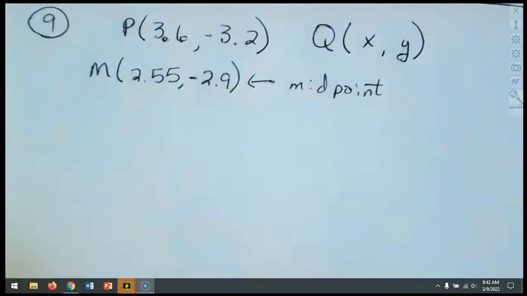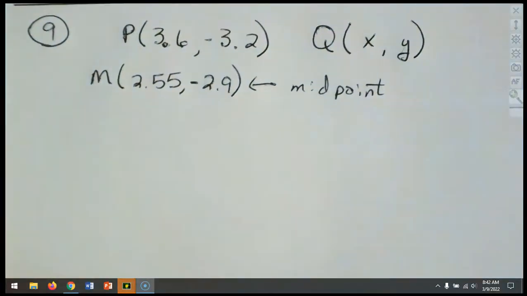When we work this one out, we're going to have to get two equations. We have to find the value for the x that's missing, and the value for the y that's missing. Then we'll put them back together, and that's going to be our missing point Q. So Q is the missing component here.